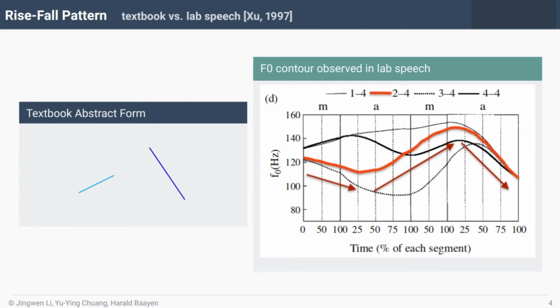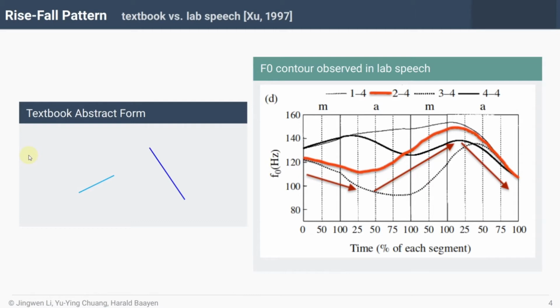Phoneticians have studied Mandarin tones using lab speech. The figure on the right-hand side is taken from a study of contextual tonal variations in Mandarin. These lines are F0 contours. I traced the rise-fall pattern using red.